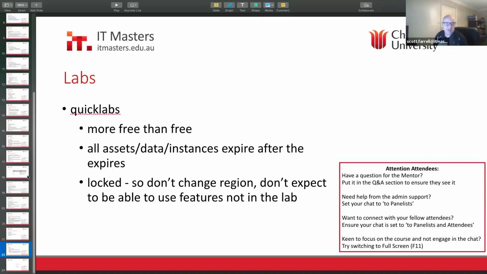But I really like the Quick Labs. So in the full course, we've got heaps of access to Quick Labs and a lot of them. And we're accessing a couple of them for the short course.